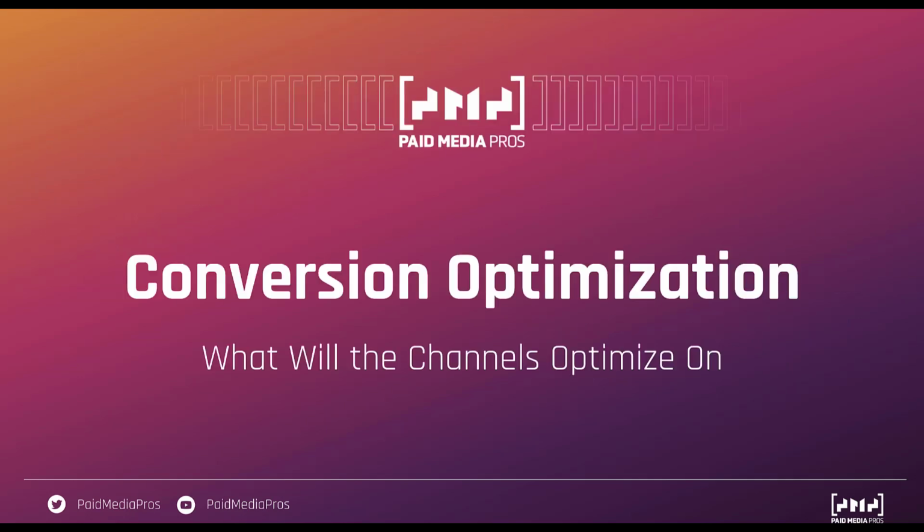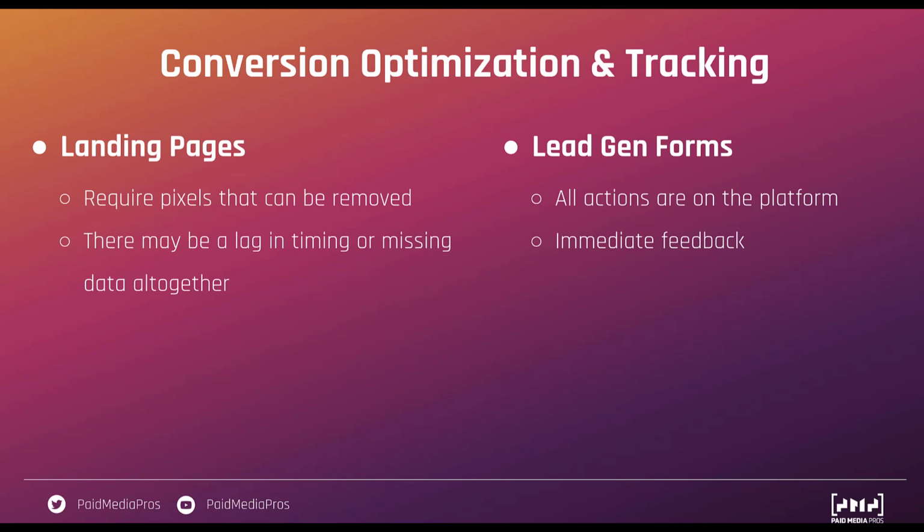The last consideration is going to piggyback a bit off of data collection, because with the data it can collect, what can the channels optimize on for you, and how quickly can they start to focus on the conversions that you want? For landing pages, again, they require those pixels, and there may be a little bit of a time lag or missing information altogether when it comes to tracking your conversions. You're probably familiar with or have at least heard of CAPI, Conversions API for Facebook. That is trying to help solve this problem of the missing conversion data because of pixels being lost.